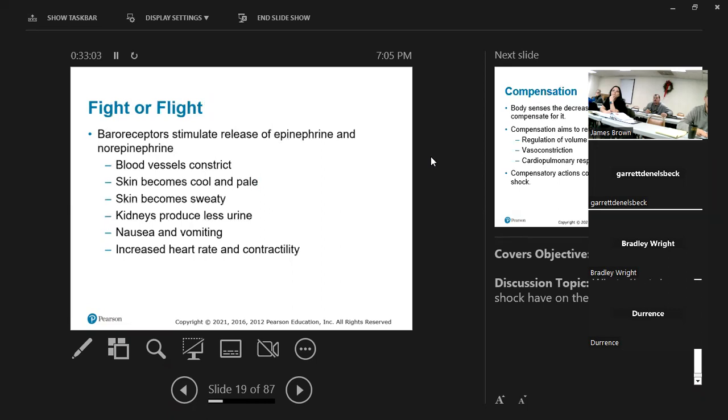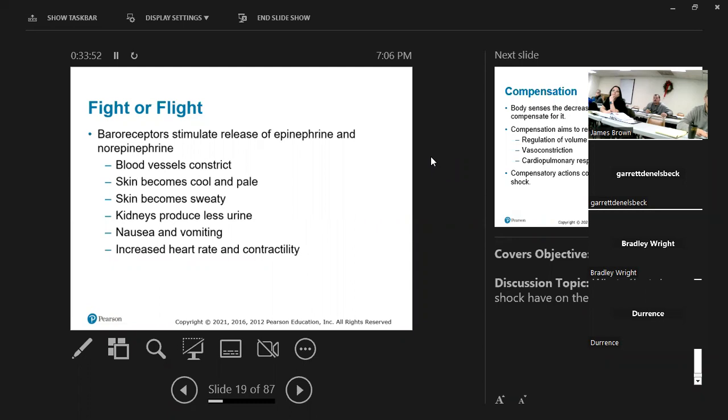Okay, so fight or flight, obviously we were talking about the baroreceptor. So who wants to take a stab at what baroreceptor means in that one? So what is baro? Pressure, right? So baro would be pressure. Yep, so it's a pressure receptor. Within the arteries, it senses if there is an increase or decrease in pressure, and so it'll then stimulate the release of epinephrine and norepinephrine.